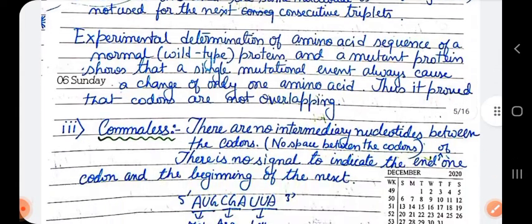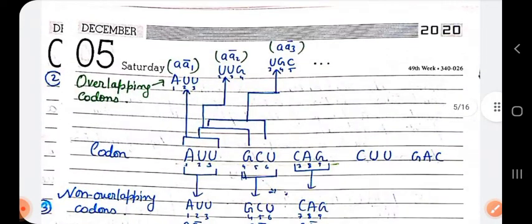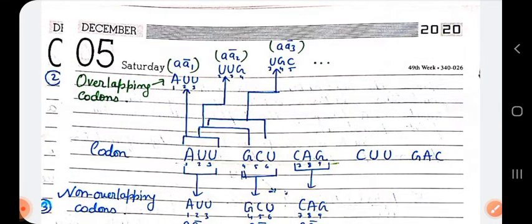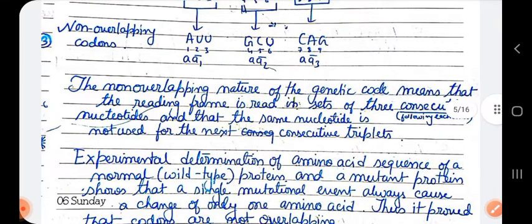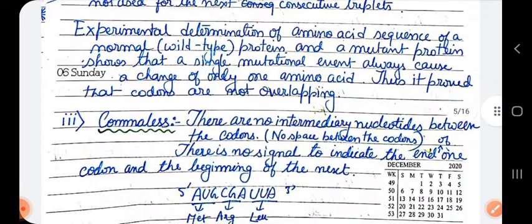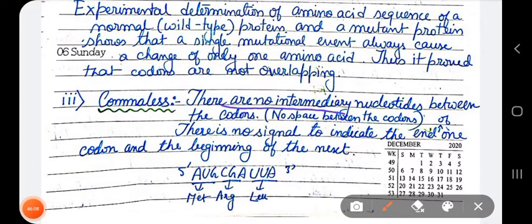Next is commaless. Commaless means there will be no gap, although I have shown you a gap here for simplicity. I have shown how overlapping codons would look, but they are non-overlapping, so each codon codes for a specific amino acid, and those nucleotides are not used for the next codon. Commaless means there are no intermediary nucleotides between the codons. So there should be no space between the codons.